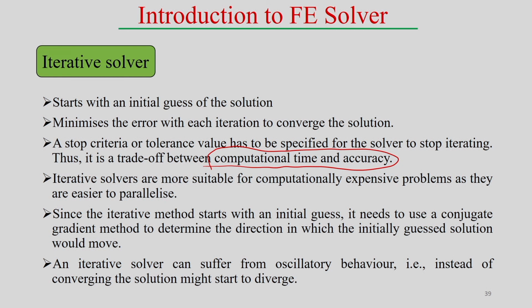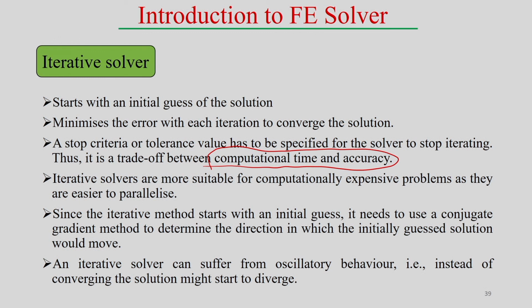Since the iterative method starts with an initial guess value, it needs the conjugate gradient method to determine the direction. Once you start with the initial value, what may be the increment of the particular value in one particular direction? That is why the conjugate gradient method can be used to determine the direction in the initial guess solution.